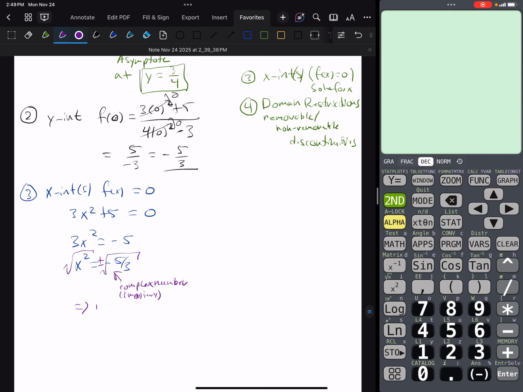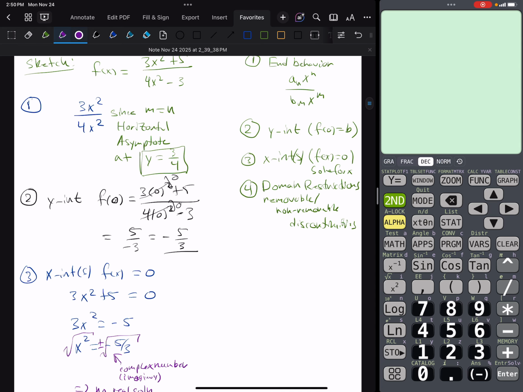Which implies no real solution, which implies no zeros. And so there are no x-intercepts. No x-intercepts. All right. Last thing we're going to have to check out here is what are my domain restrictions.